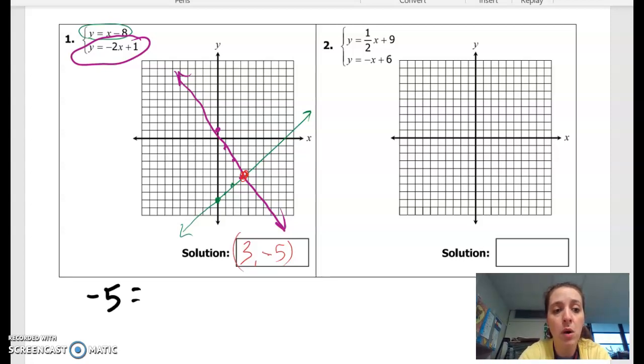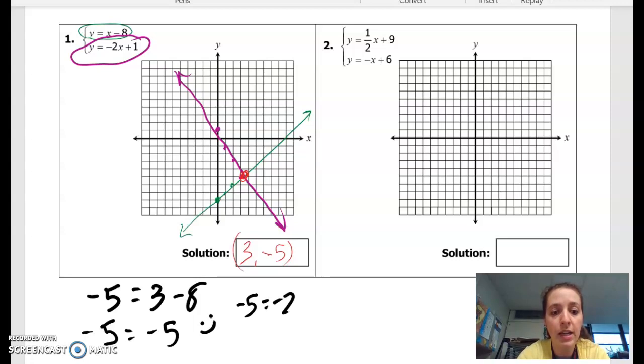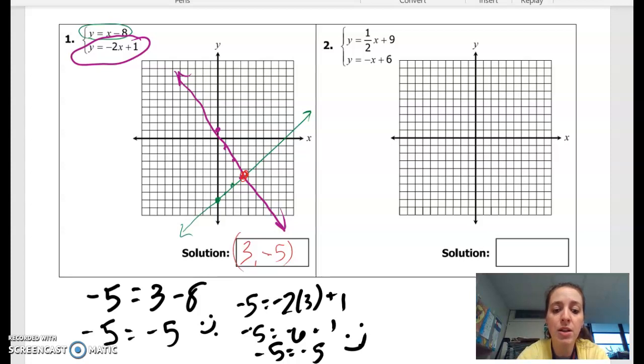negative 5 in for y and 3 in for x. And see, here I end up with -5 equals -5. That's a true statement. So let's try it in the second equation. So I've got -5 equals -2 times 3 plus 1. So -5 equals -6 plus 1. So again, -5 equals -5. So again, since I have two smiley faces here, that tells me that it works for both of those. So I was correct in my solution.